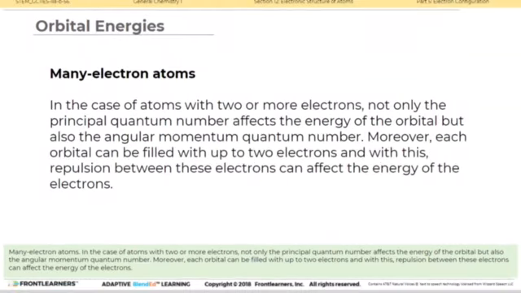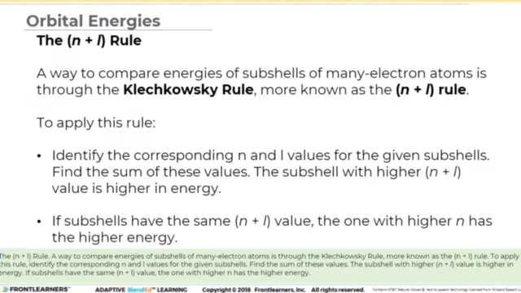Many-electron atoms. In the case of atoms with two or more electrons, not only the principal quantum number affects the energy of an orbital but also the angular momentum quantum number. Moreover, each orbital can be filled up with two electrons, with repulsion between these electrons that can affect the energy of electrons. The n plus l rule, a way to compare energies of subshells of many-electron atoms, is through the Klechkowski rule, more known as the n plus l rule.